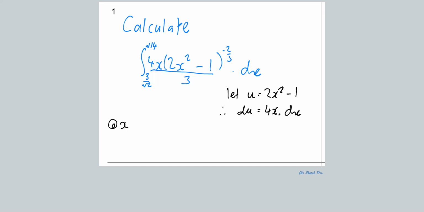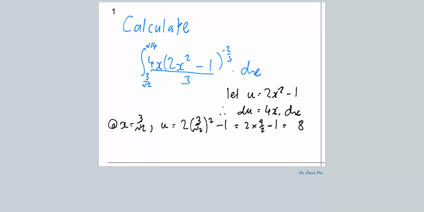So at x equals 3 on root 2, u is equal to 2 multiplied by 3 on root 2 squared, minus 1, which is equal to, well, 3 on root 2 squared is 3 squared over root 2 squared. So root 2 squared is 2, so it's actually just 9 over 2. So that's equal to 2 multiplied by 9 over 2 minus 1. And the 2s will cancel out, leaving me with just 9, and 9 minus 1 is equal to 8. So I now have a new lower boundary of 8.